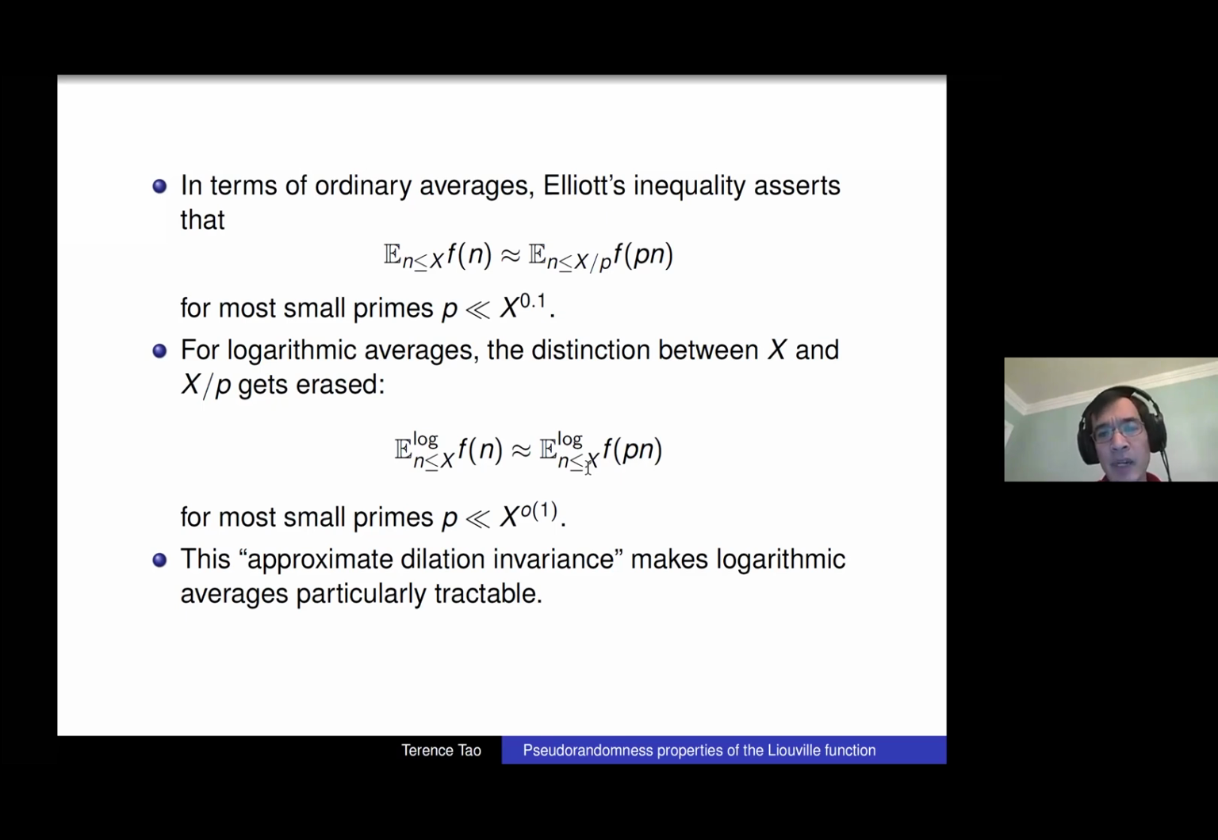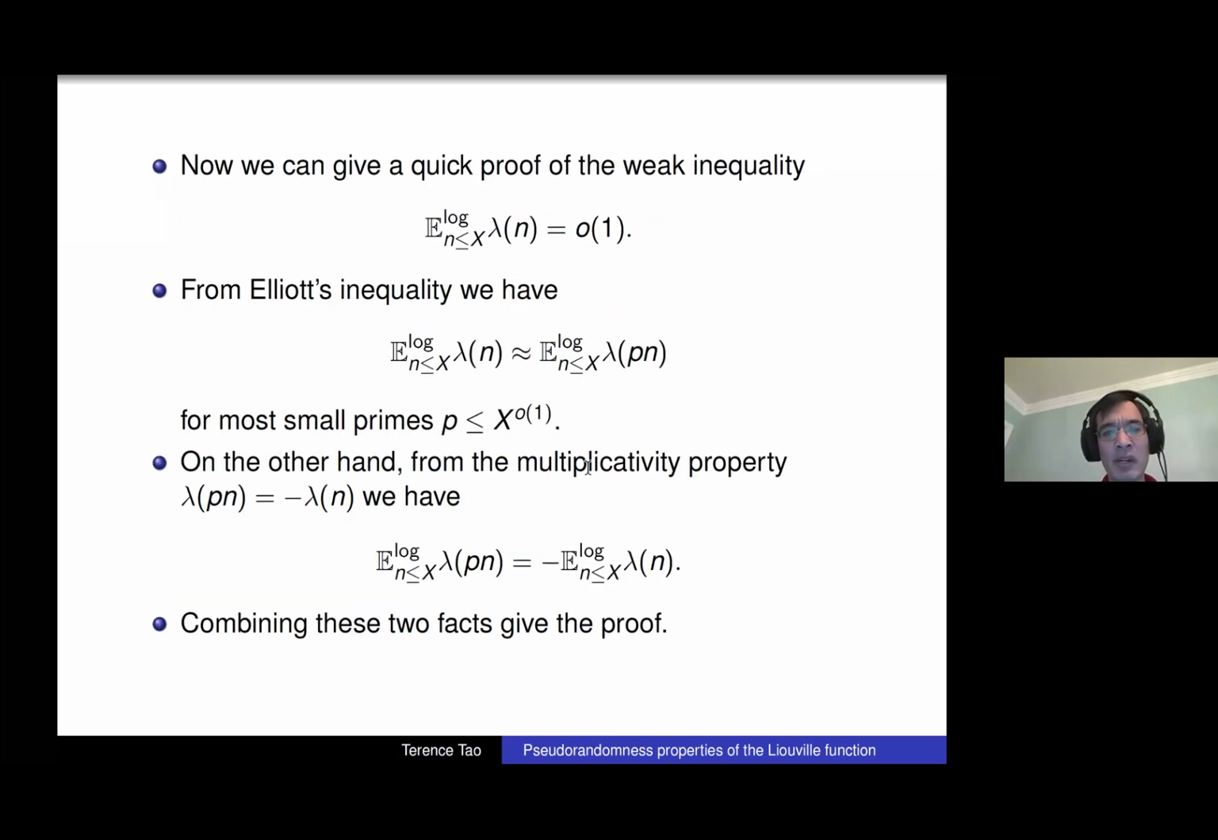Okay, so now I can prove a really wimpy version of the prime number theorem, which is that the log averages of the Liouville function decay. So why is that? Well, we can apply Elliott's inequality, and Elliott's inequality tells us that we have a dilation invariance, that if you want to compute this log average, we can dilate, and for most small primes p, we can just change variables n to pn, and we can replace lambda of n by lambda of pn.